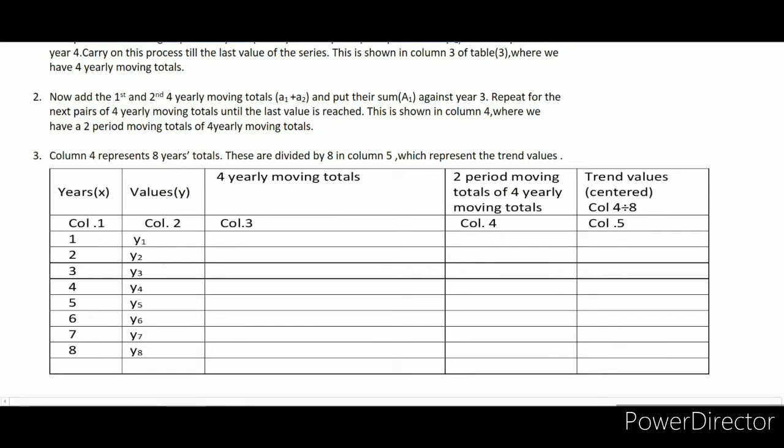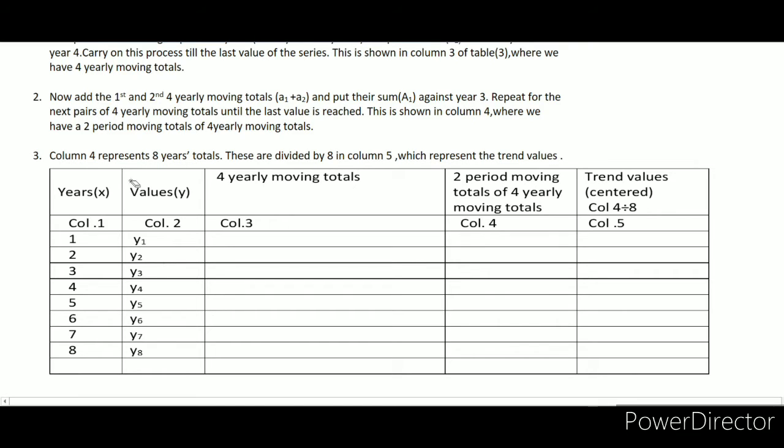Okay, so here the steps can be narrowed down to the following. In the first case, we'll find 4 yearly moving totals. And as you know, in case of an even year moving average, when we have a 4 yearly moving average, we are dividing into groups of 4, and the moving total will be placed against the middle year. But in case of an even year moving average, we cannot find the middle year.